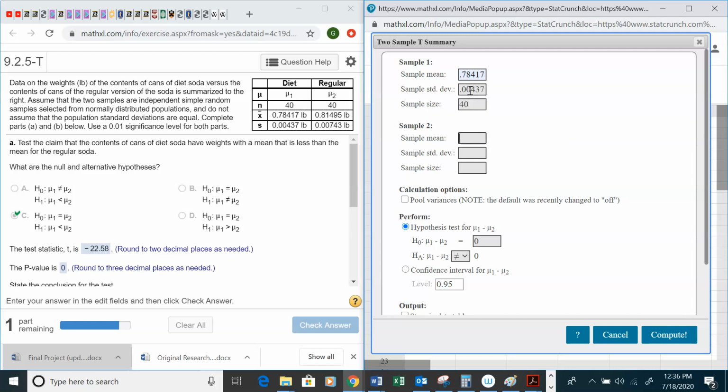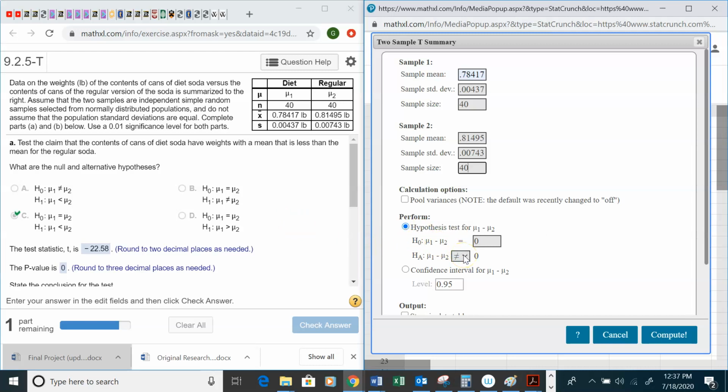For the second, the regular, I'm putting a sample mean of 0.81495, a standard deviation of 0.00743, and a sample size of 40. We like it when the samples are similar sizes. It makes a lot of statistical procedures a little more robust, so that's a good thing.